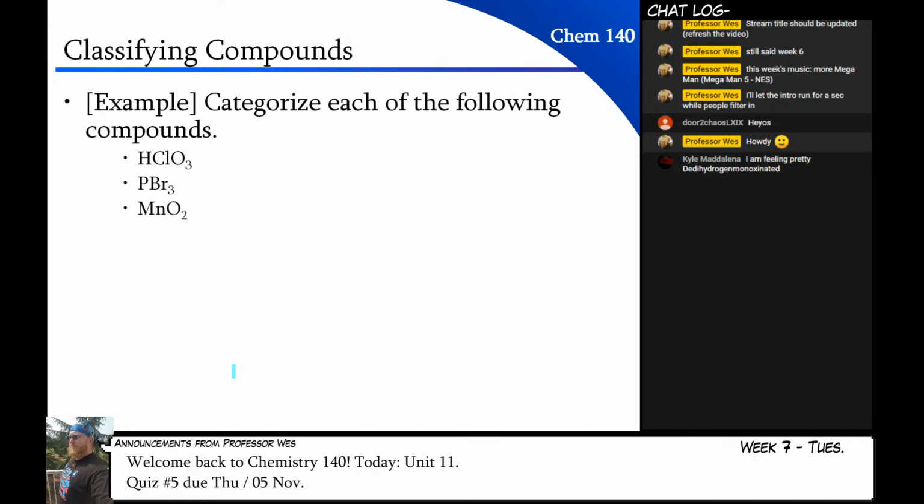So I'm going to put a bunch of compounds on the screen here, and what I want you to do is, using the rules on the previous slide, remember you can go back in the video, you can pause and rewind even while live. I want you to categorize each of these formulas as either binary ionic, binary molecular/covalent, or acid, okay? You can number them 1, 2, 3 if you'd like. In fact, I'll do that on the screen. And then type your answer in the chat once you have identified your choice for each of them.